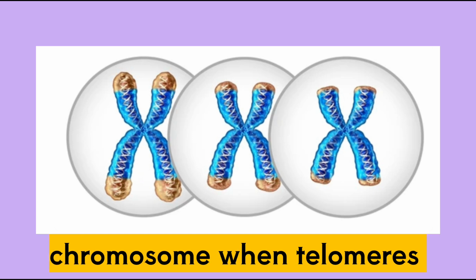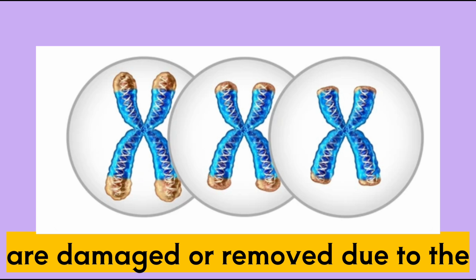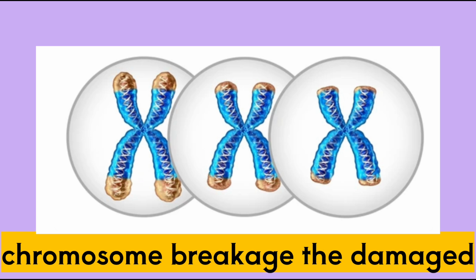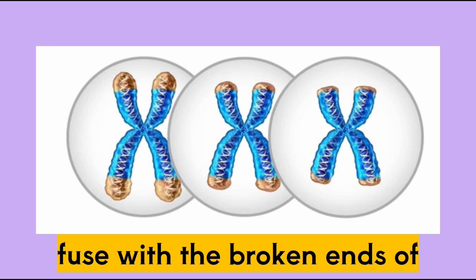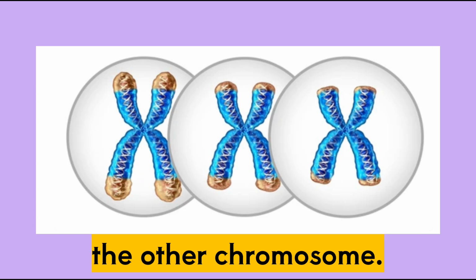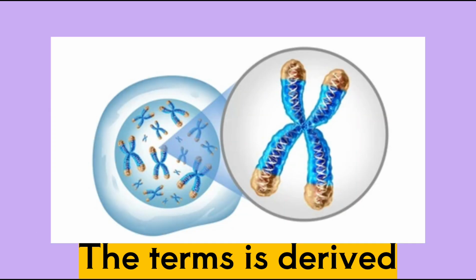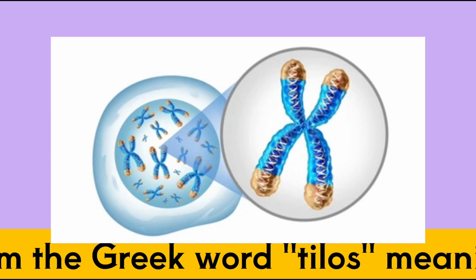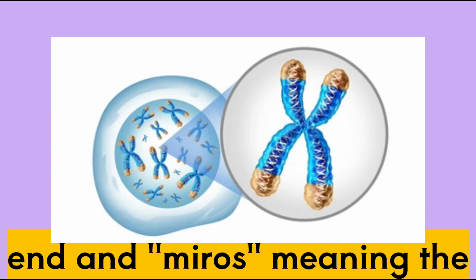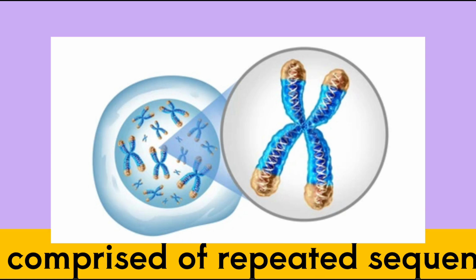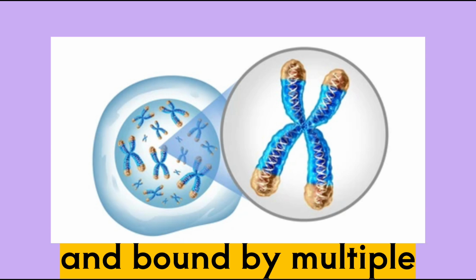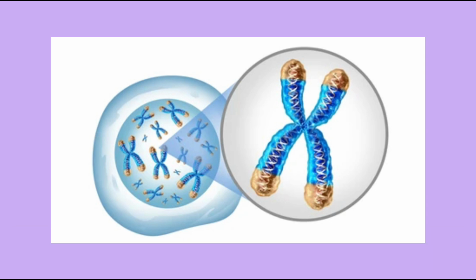When telomeres are damaged or removed due to chromosome breakage, the damaged chromosome's ends can readily fuse with the broken ends of the other chromosome. The term telomere is derived from the Greek word telos, meaning end, and meros, meaning part. These telomeres are comprised of repeated sequences and bound by multiple telomeric interacting proteins.